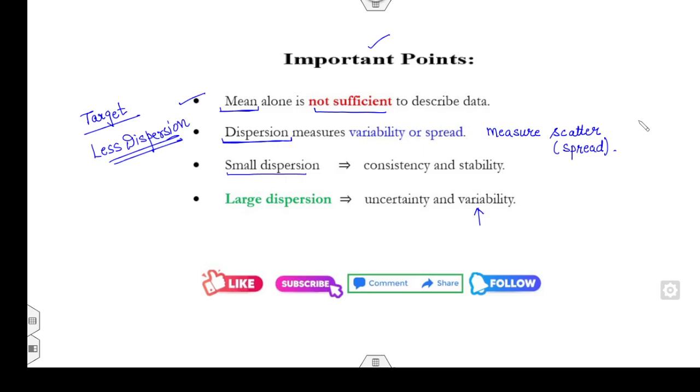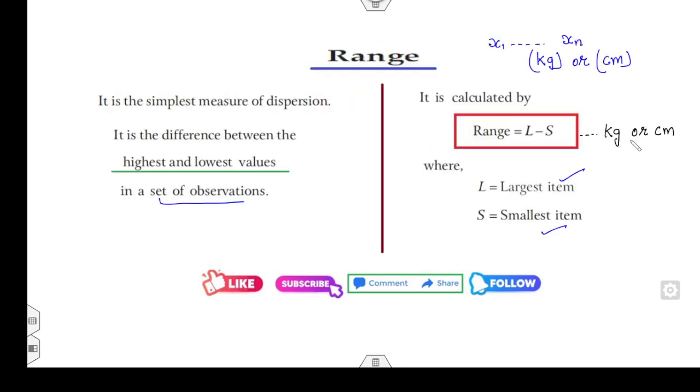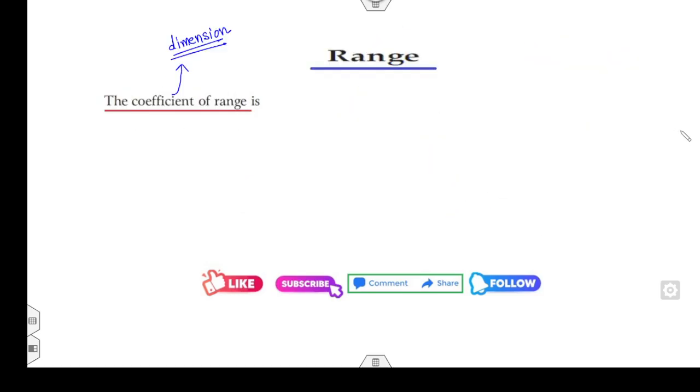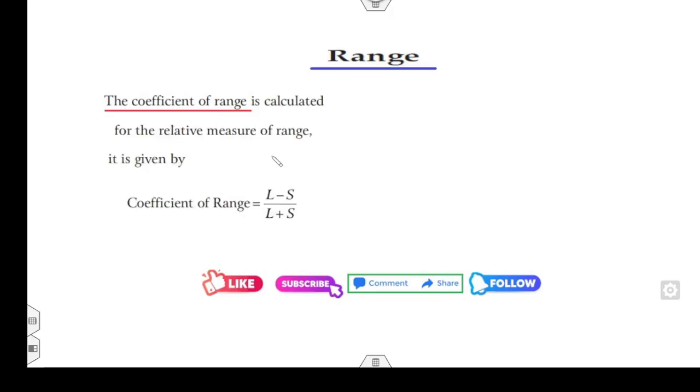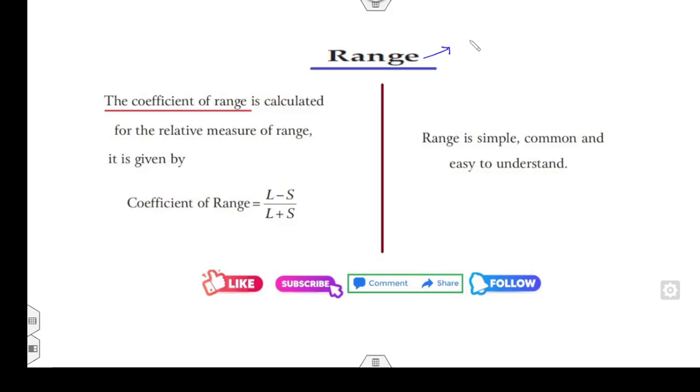So now we have seen the range has a unit. In order to convert it into a dimensionless quantity, we can find the coefficient of the range, which is (L minus S) divided by (L plus S). Because it is a dimensionless quantity, we call it the relative measure of the range. Always remember, students, in order to measure the range, we always need the largest element and the smallest element.